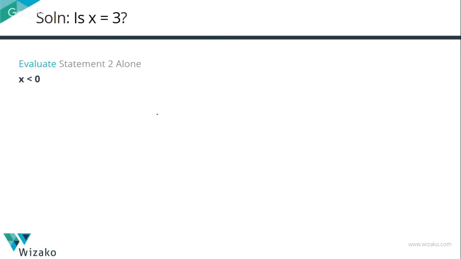Statement 2 tells us that X is less than 0. Looks like a very simple statement. What does X is less than 0 mean? X is a negative number, right? How many negative numbers are there? There are infinite negative numbers. So obviously to say that statement 2, come on here, how can it give you an answer? It is also not sufficient is what I'm tending to say.